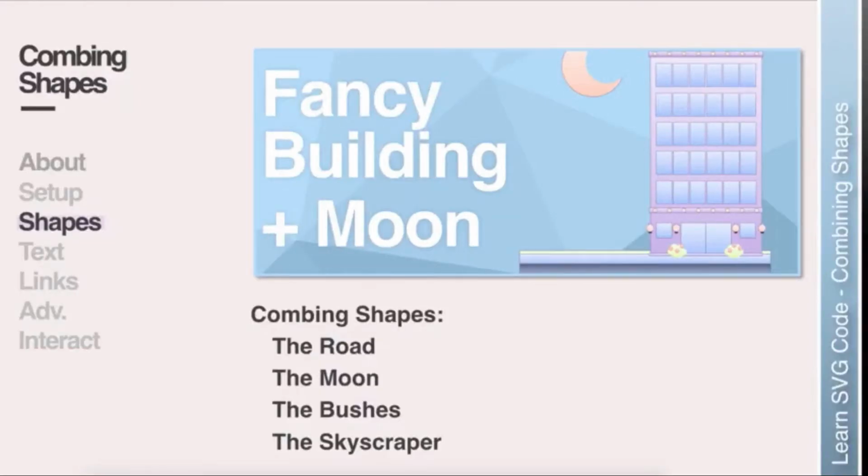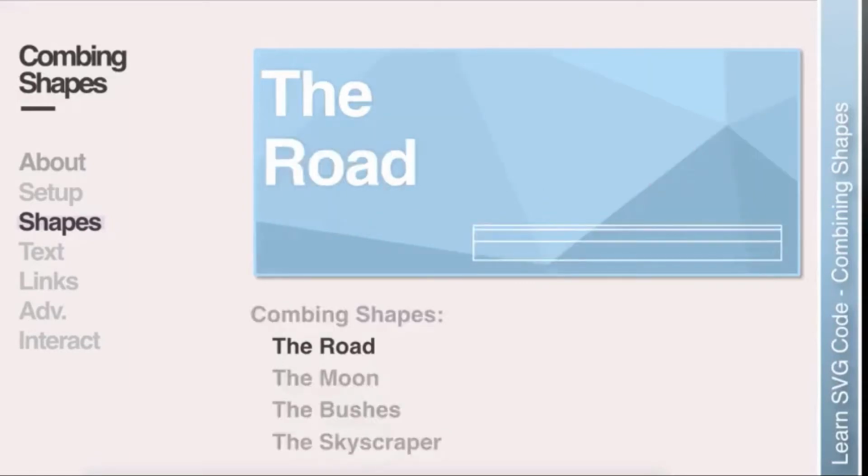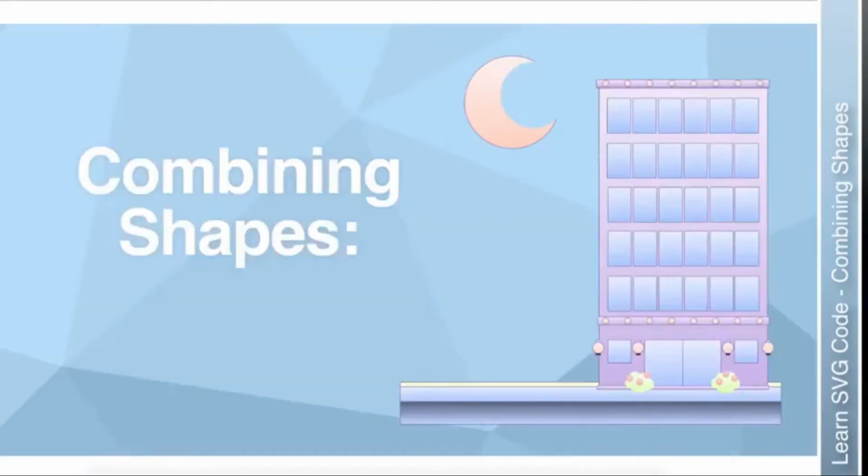The different things that we're going to break down include the road, the moon, the bushes, and the skyscraper. We're going to go sort of in that order, so least complex to most complex. So the road itself is actually just 3 different rectangles. If we go back and look at it, we've got a green rectangle, a light blue rectangle, and this sort of black to light blue rectangle here.